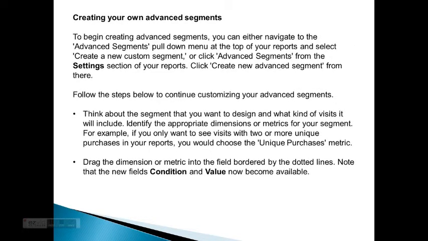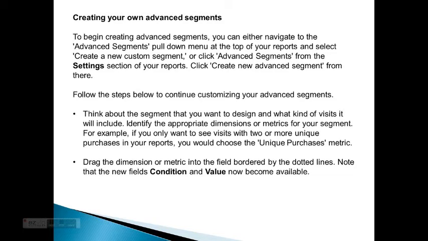So then, creating your own advanced segments. To begin, you can either navigate to the Advanced Segments pull-down menu at the top of your reports and select Create a New Custom Segment, or click Advanced Segments from the Settings section of your reports. Click Create New Advanced Segment from there, and follow the steps below to continue customizing your advanced segments.